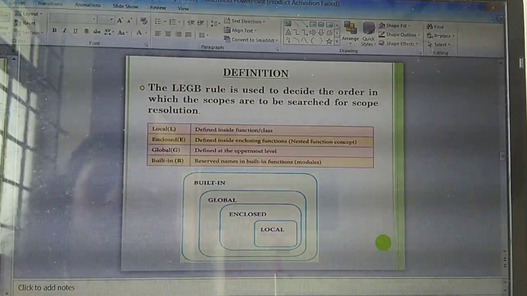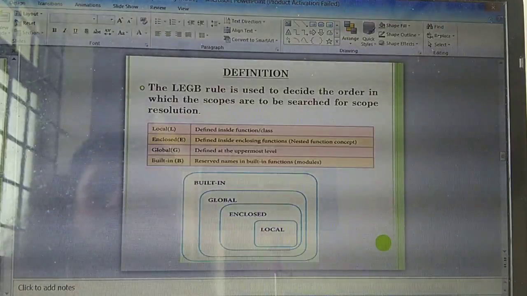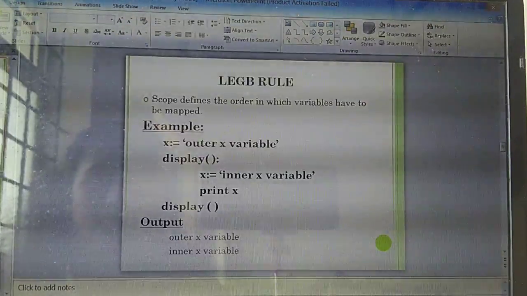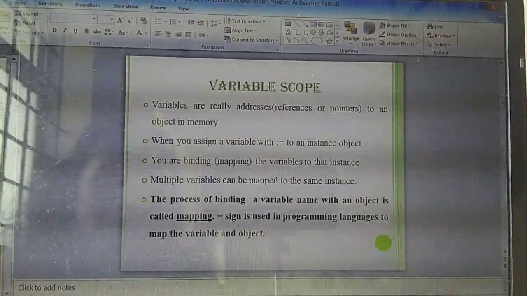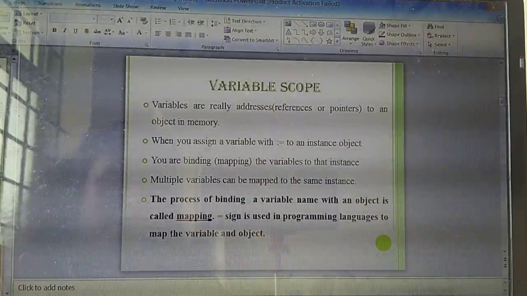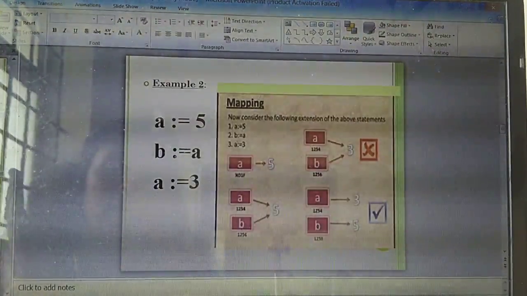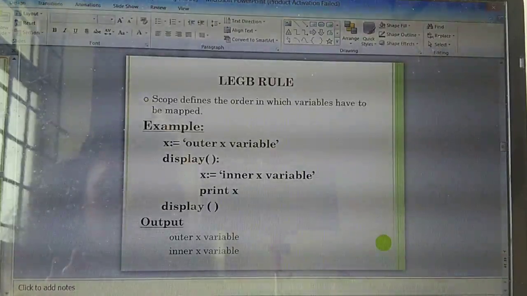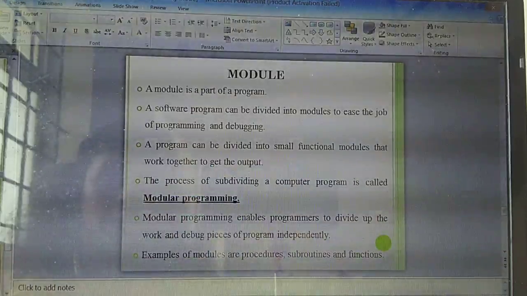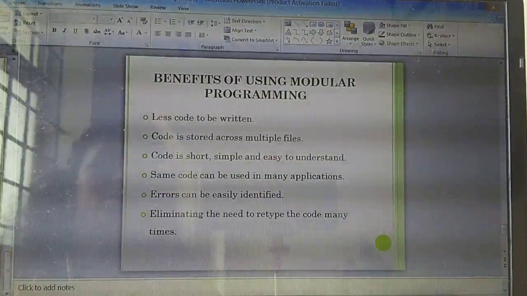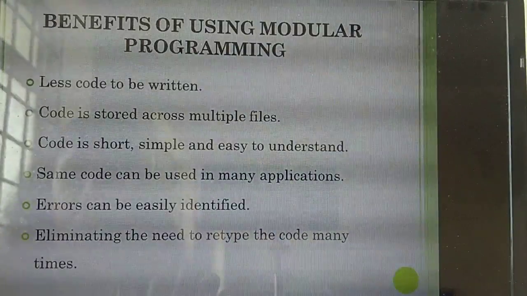Before chapter 3 gets over, I am revising what things you have studied in chapter 3. Just revise one time. You have studied the definition of scope, and what is meant by variable scope. Mapping you have studied. Then namespaces, a very important 2 mark question, with an example of mapping. Then the LEGB rule. Then the definition and types of variable scope: local scope, enclosed scope, built-in scope. Then modules, characteristics of modules, and benefits. It is a small chapter, but a very important chapter. With this, chapter 3 gets over.